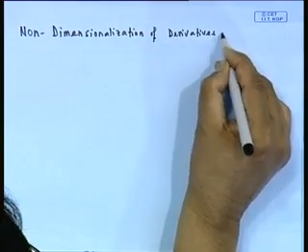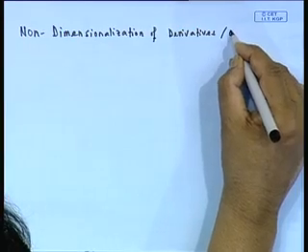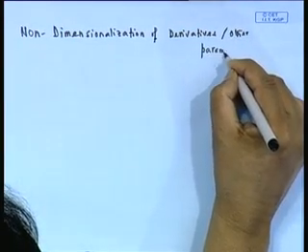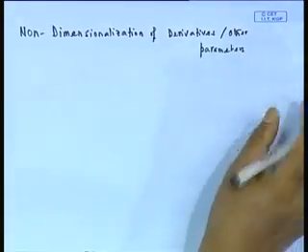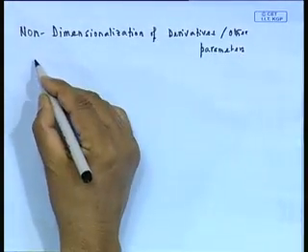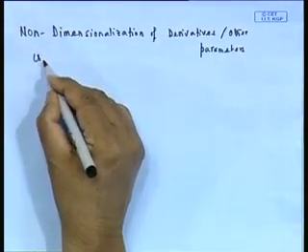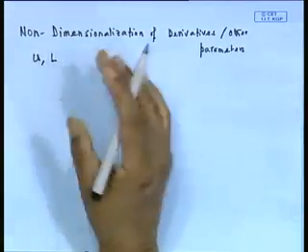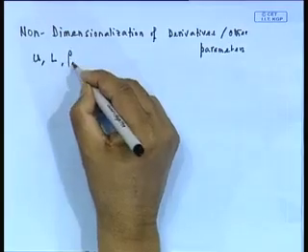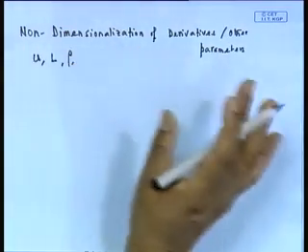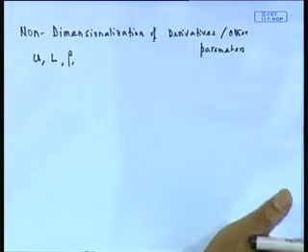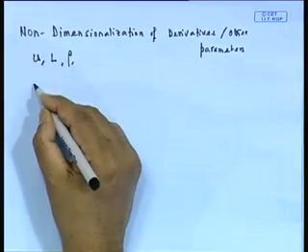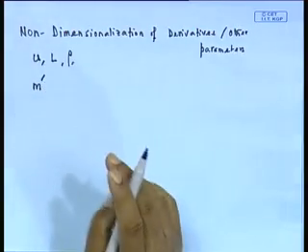Not only derivatives and other quantities. Normally what you do in non-dimensionalization, usually you use the forward speed U, length L, and of course rho. These are the terms basically used in non-dimensionalization. All the non-dimensional terms are represented with a dash.